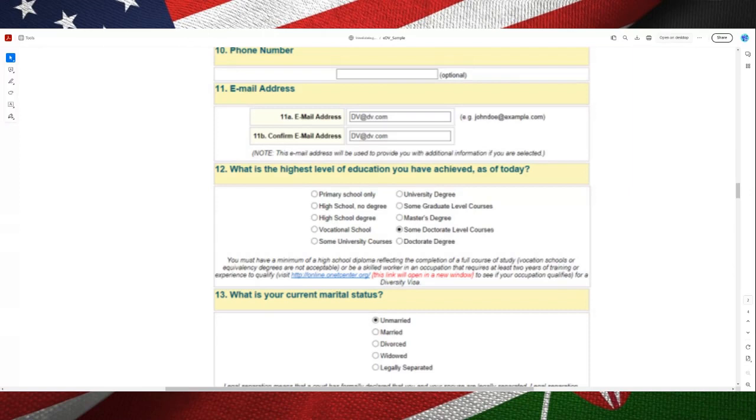Okay. So on the level of education, there are a lot of options available, like primary school, high school no degree, high school degree. They're just looking for the high school degree. What if you check high school, no degree? It's still okay. So you can still win? Yeah. What if you choose primary?